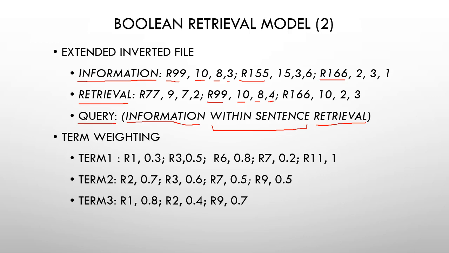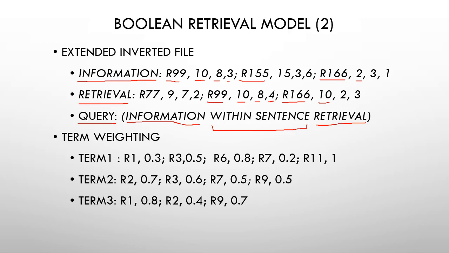The words retrieval and information also appear in document number 165 here. However, information appears in paragraph number 2 and retrieval appears in paragraph number 10. So they must not be in the same sentence because they are in different paragraphs.